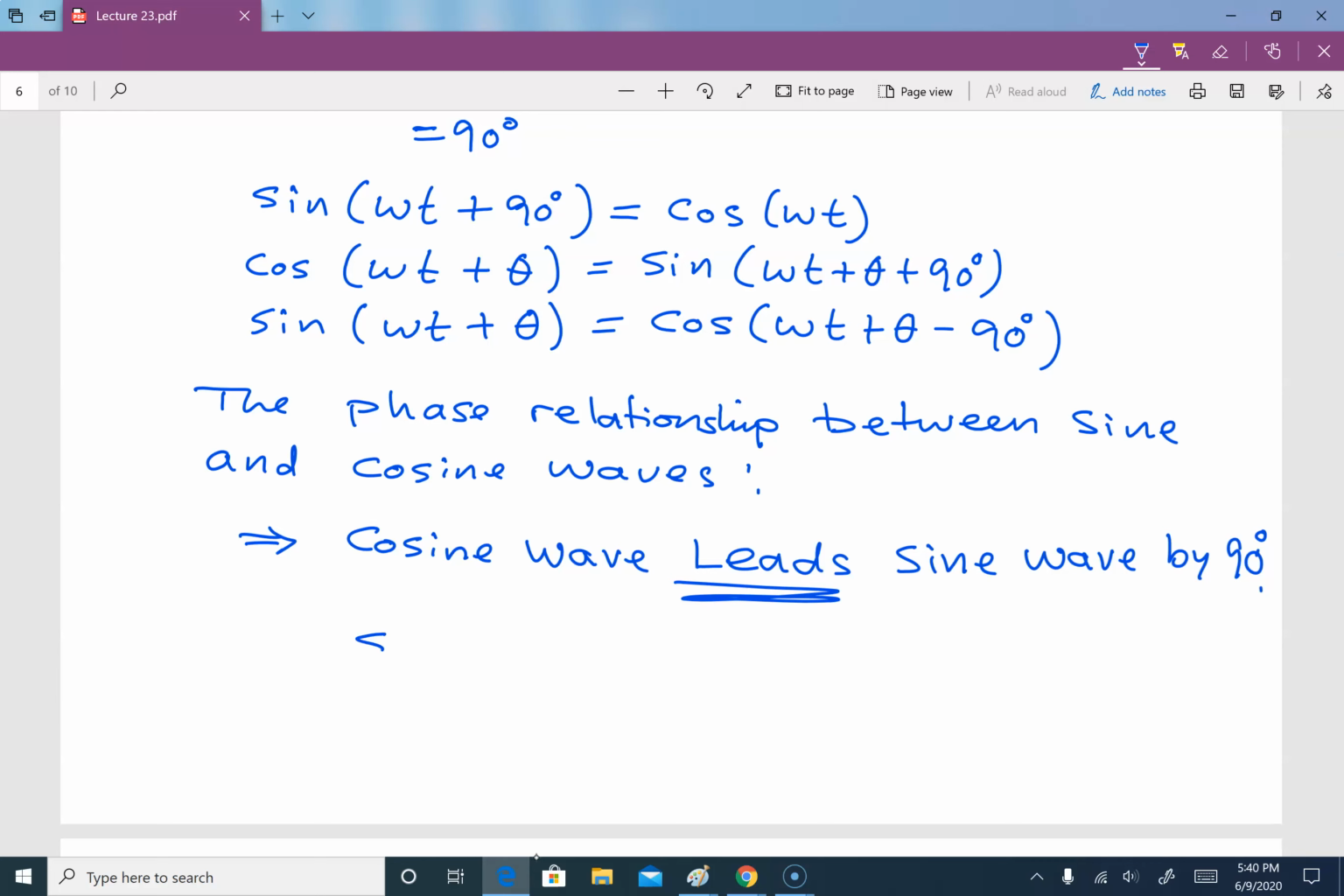Or we can say the sine wave lags the cosine wave by 90 degrees. So I hope that now you understand what we mean by leads and lags. So leads is ahead and lags is behind.